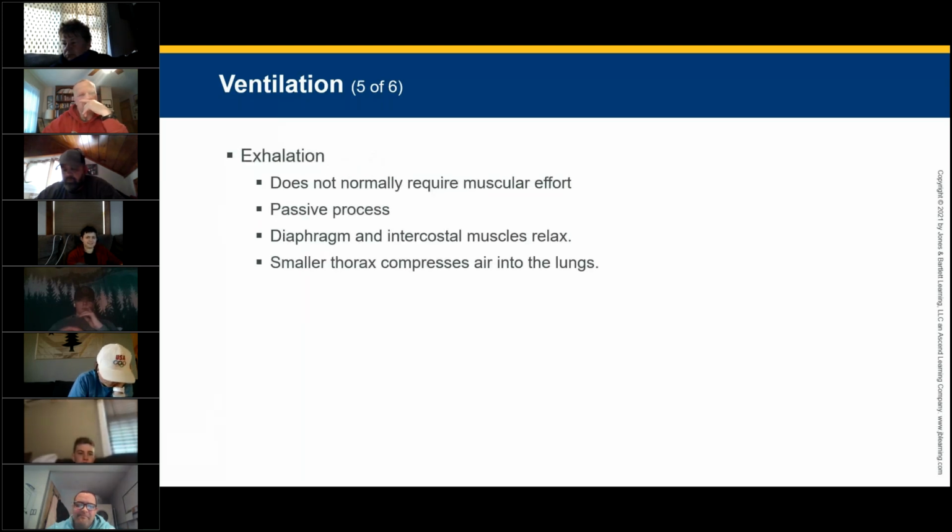So exhalation. This does not require muscular effort. It's a passive process. The diaphragm and the intercostal muscles will relax, which decreases the size of the thorax. The smaller thorax compresses the air in the lungs into a smaller space. The air pressure in the thorax is higher than the outside pressure, which pushes the air out through the trachea.